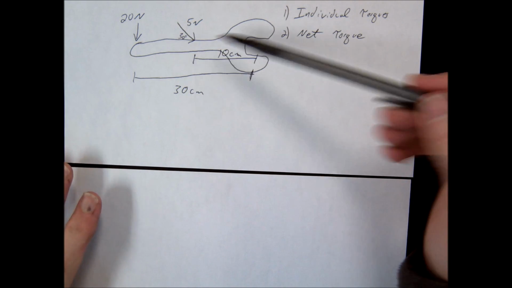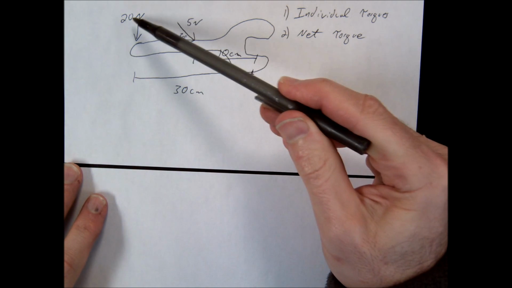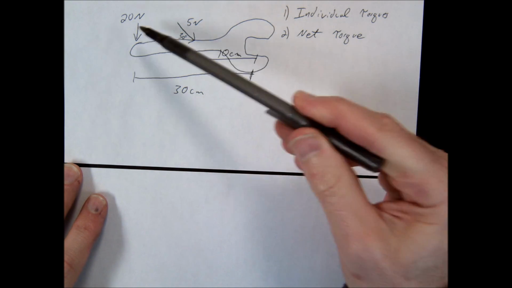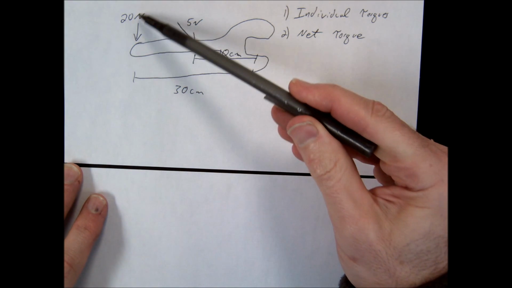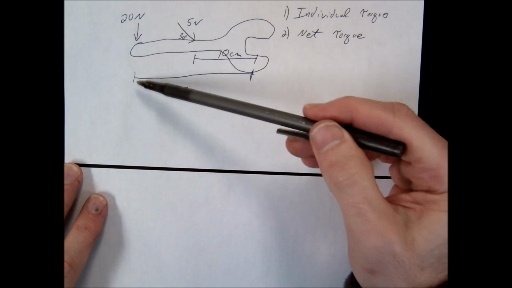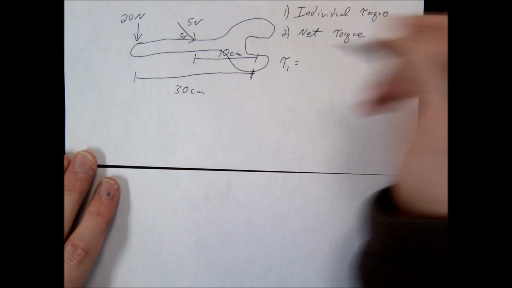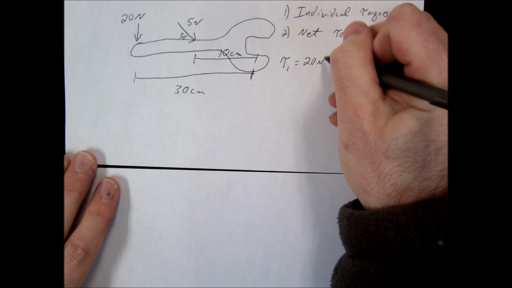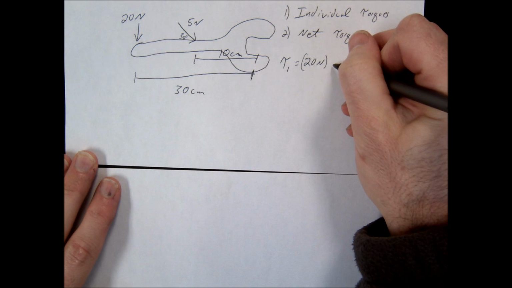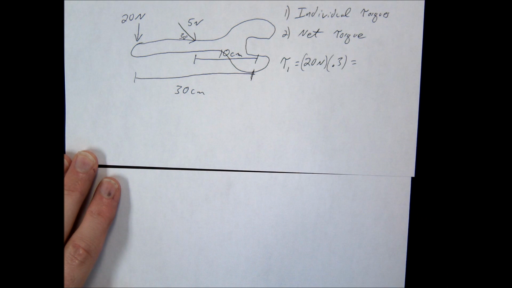Alright, so we have two torques exerted on this wrench here. We're going to try to open up a bolt, for example. We want to know what's the individual torque and then what's the net torque. So you're just going to find the two torques individually. This one is going to be 20 newtons pushing this way. It is perpendicular. 30 centimeters going this way. So we'll call this torque 1. It's just going to be 20 newtons times, you do want to convert this. This should be in meters, not centimeters. So 20 times 0.3. Which gives us how much?